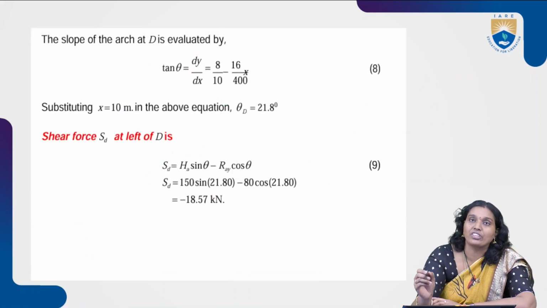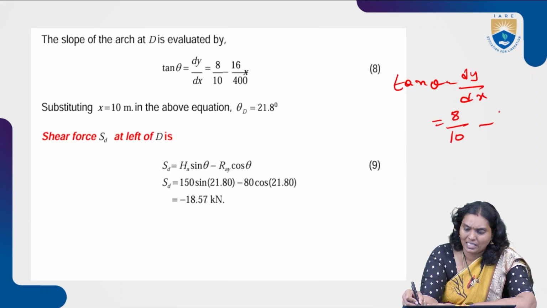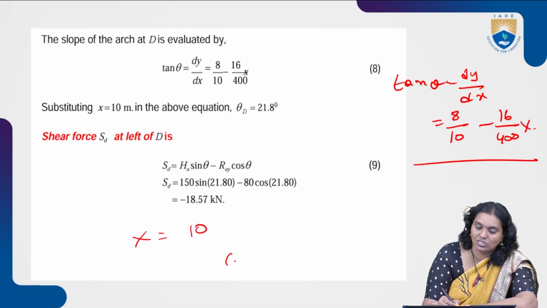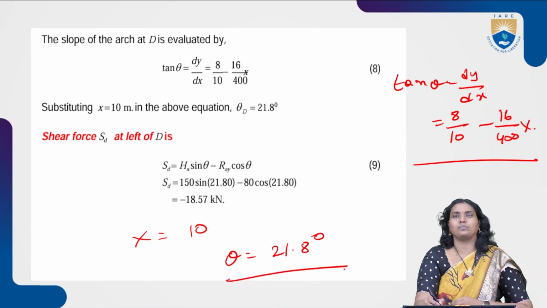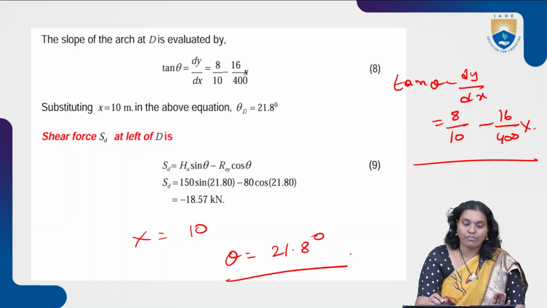Now the slope of the arch, tan theta, is equal to dy by dx, that is equal to 8 by 10 minus 16 by 400 into x. Now substitute x is equal to 10. That gives theta, and after the calculation we get theta is equal to 21.8 degrees.